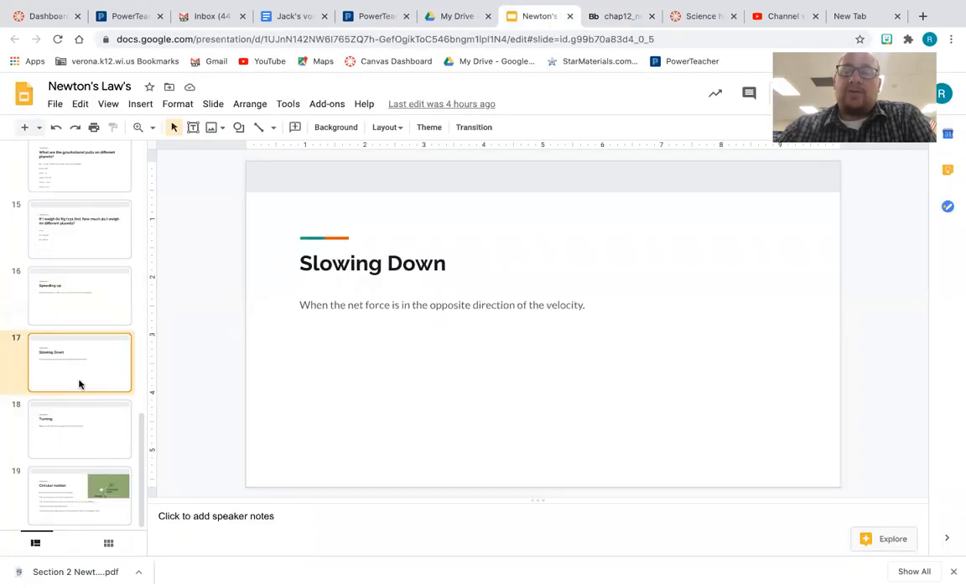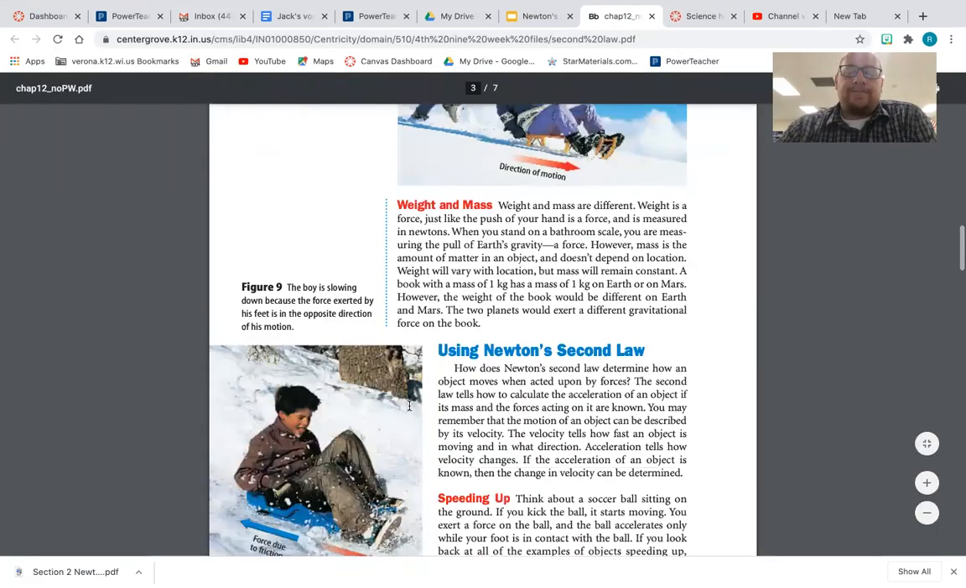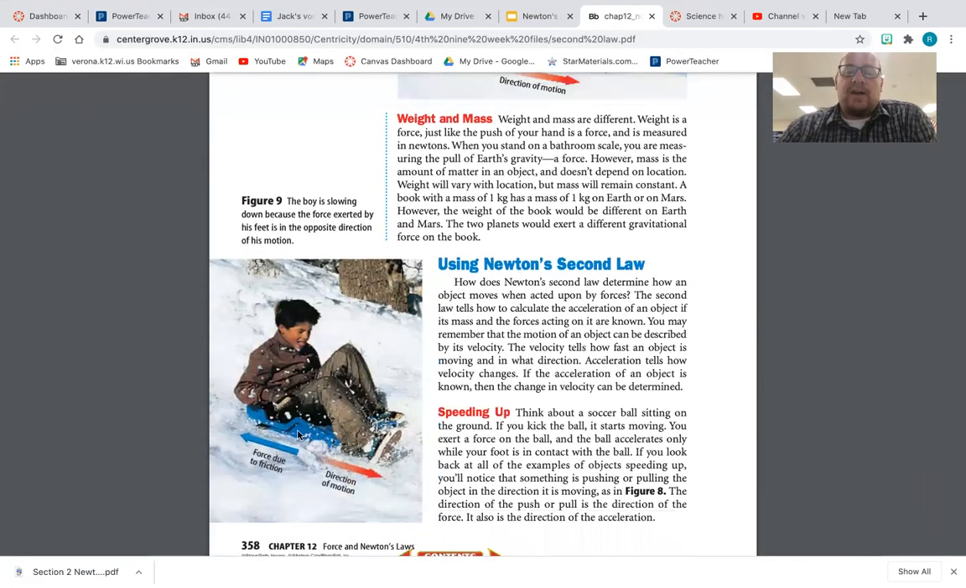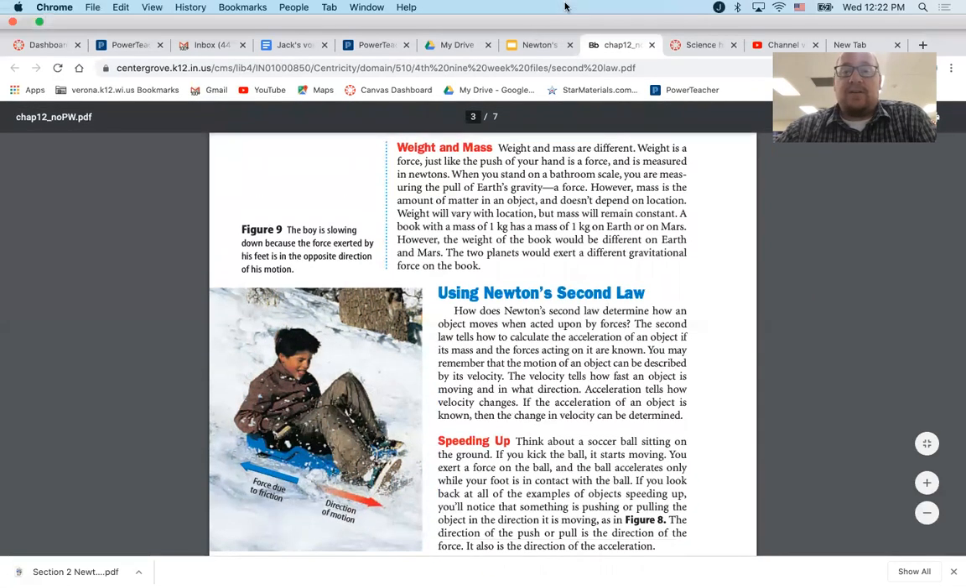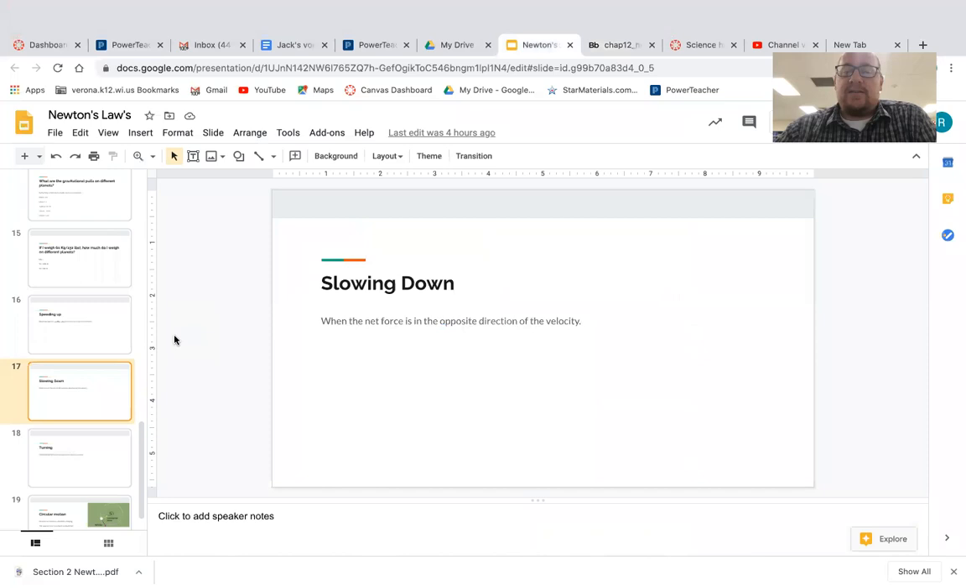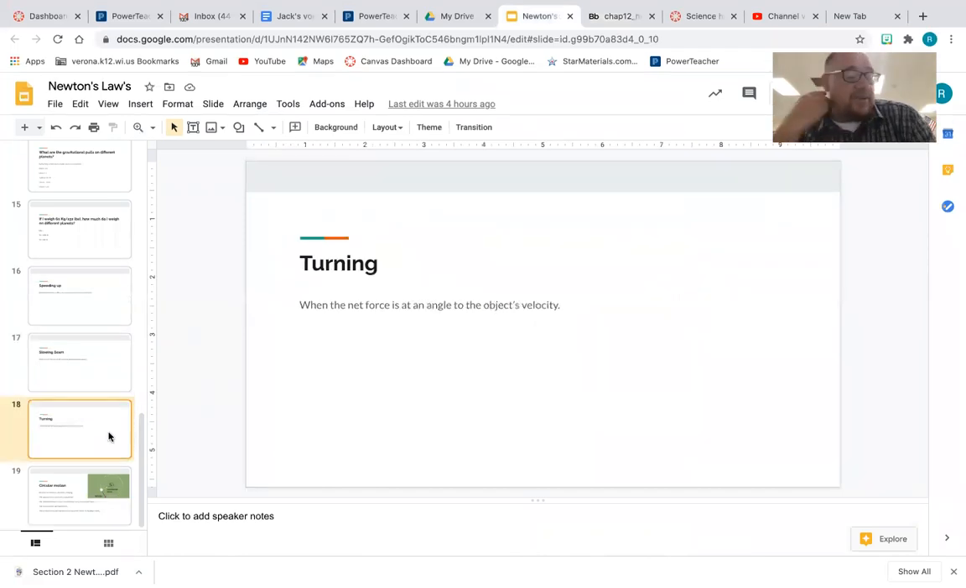Contrary to that, when things are slowing down, that's when the net force is opposite of the velocity, so they're going in opposite directions. So if we look at the graphic here, Newton's second law applies to when a sled slows down. The force of friction is pushing or holding that sled in place. The direction of motion or the velocity is still going the same way. It's slowing the sled down. This application happens every day in many things that you do.